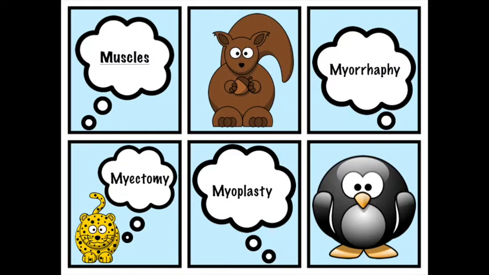Treatments for the muscles include a myectomy. A myectomy is the surgical removal of a portion of a muscle. Myo meaning muscle, and ectomy meaning surgical removal. Myoplasty is a surgical repair of a muscle. Myo meaning muscle, and plasty meaning surgical repair. Myorrhaphy means to suture a muscle wound. Myo meaning muscle, and rhaphy meaning to suture.